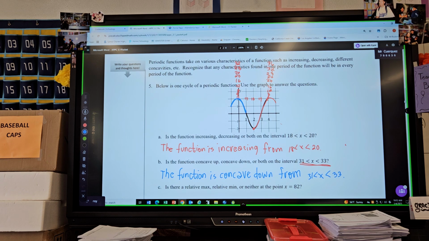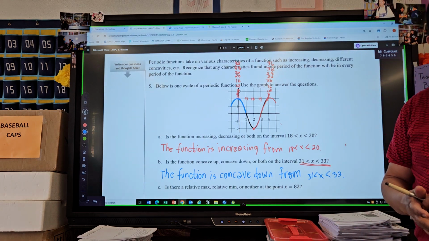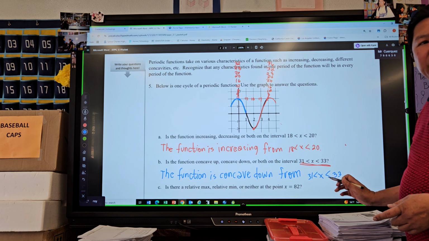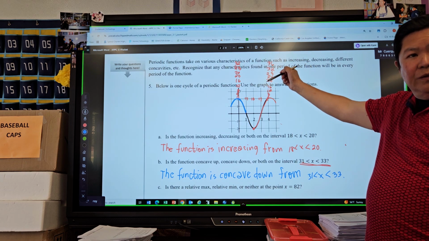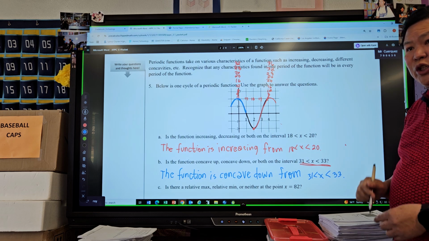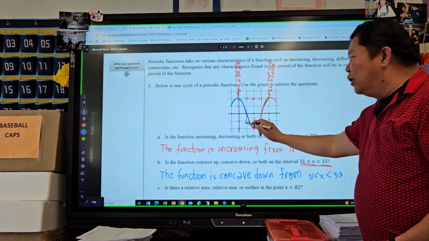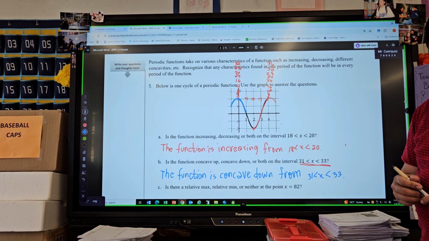So what's the third question, guys? Ezra? What's the third question? Is there a relative max, relative minimum, or neither at point x equals 82? X equals 82. Can you continue doing this one? Remember, at x equals 82. Okay? The x right here in the blue color is from 31 to 33. This time, it's going to be 82.